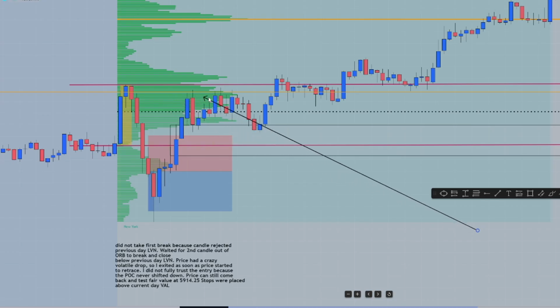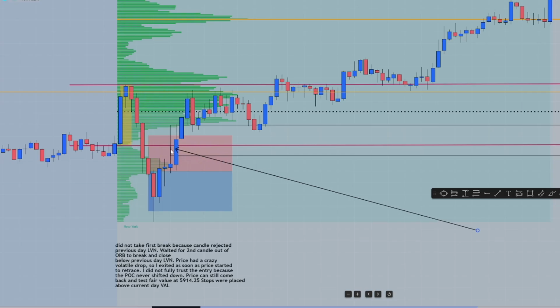The previous day point of control was right here, and legitimately I believe the current day point of control was up here as well. And part of my strategy was waiting for point of control to break with the ORB as well, and that still kind of is part of my strategy, but I know that can be delayed. But I was still wary because price hadn't come to retest anything.